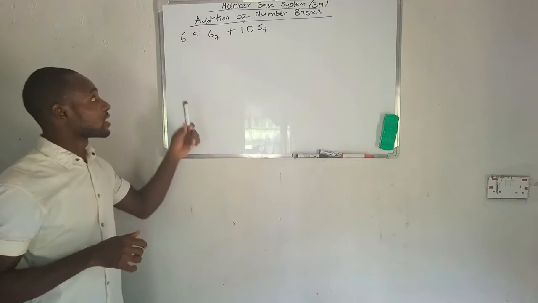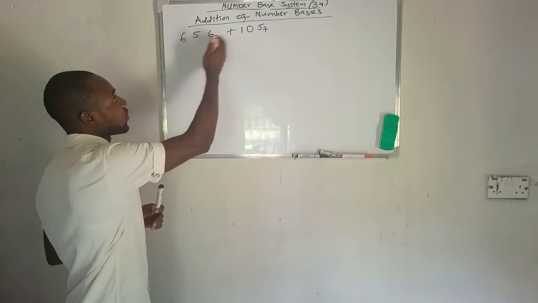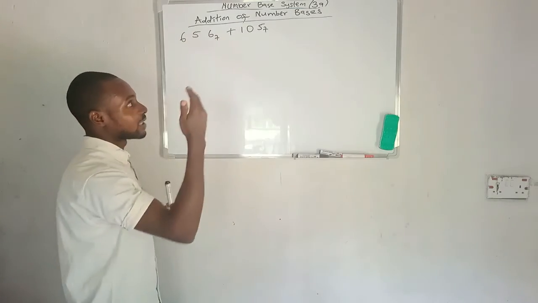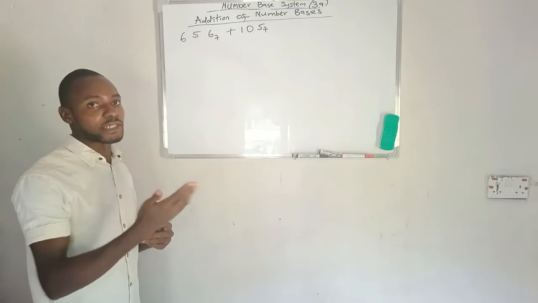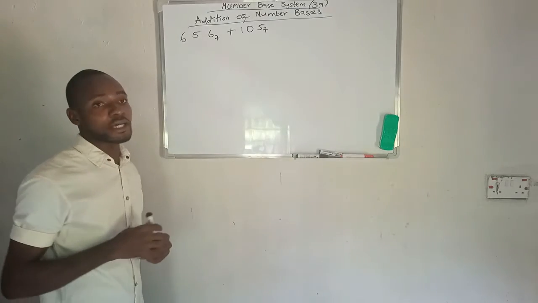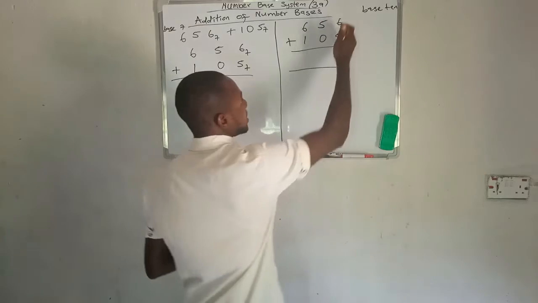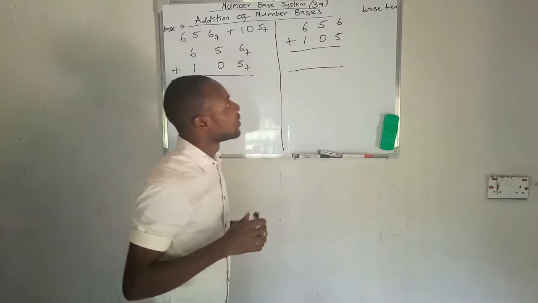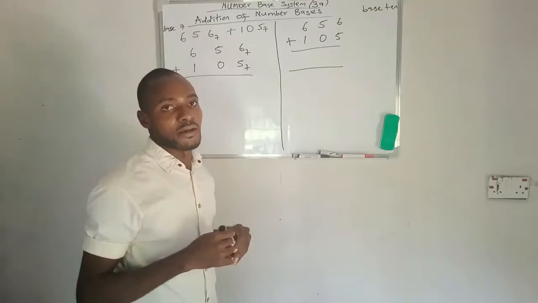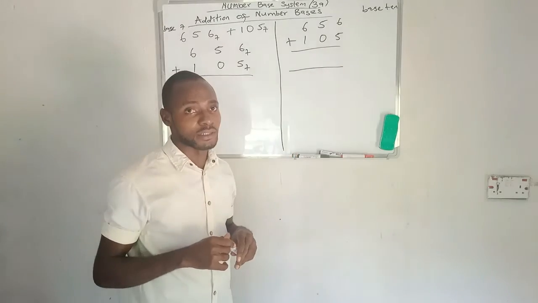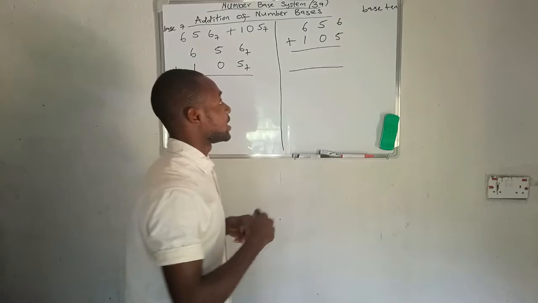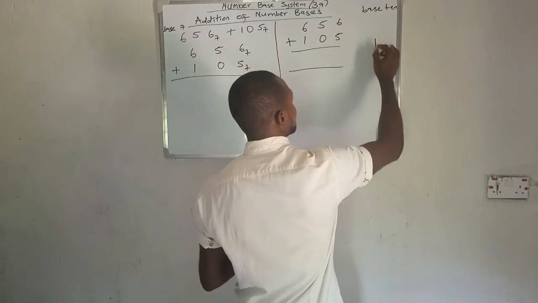Before we do this, I would like to assume that these numbers are in base 10, then add them, and then we use the same method that we used to add in base 10 and do the same thing here in base 7. We have 6 plus 6. Now look at what we do in base 10. 6 plus 6 is 12.